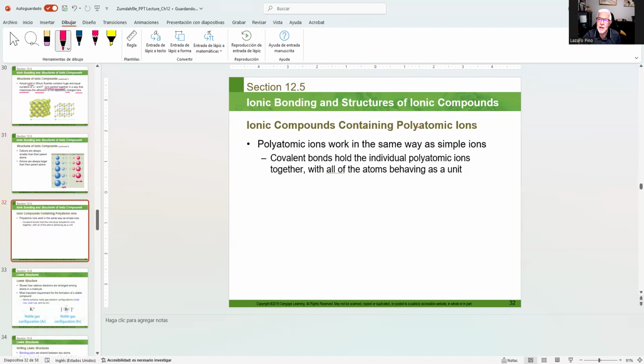Ionic compounds containing polyatomic ions. Polyatomic ions work in the same way as simple ions. Covalent bonds hold the individual polyatomic ions together with all the atoms behaving as a unit. Then, for example, chloride is a single unit, and NO3 is a polyatomic ion, where all the atoms behave as a unit.